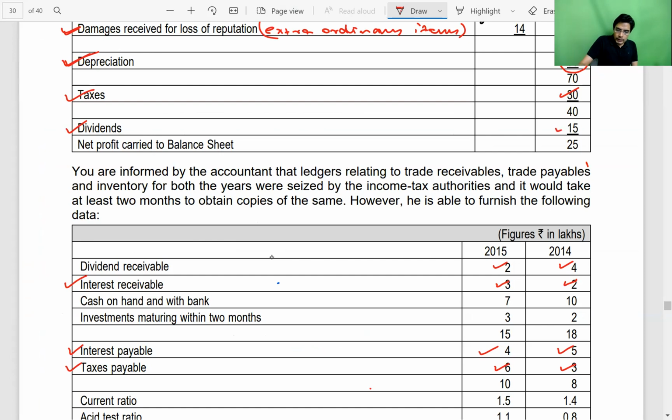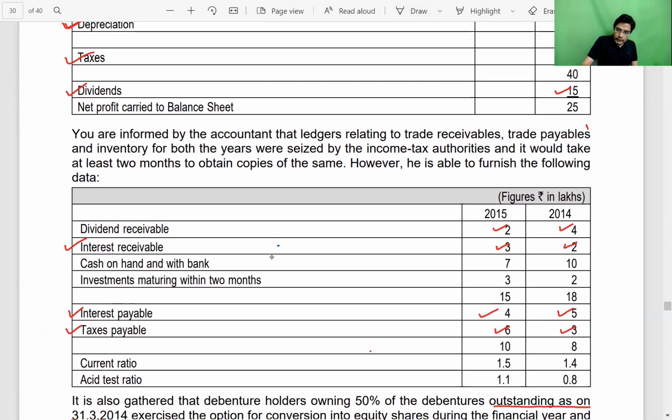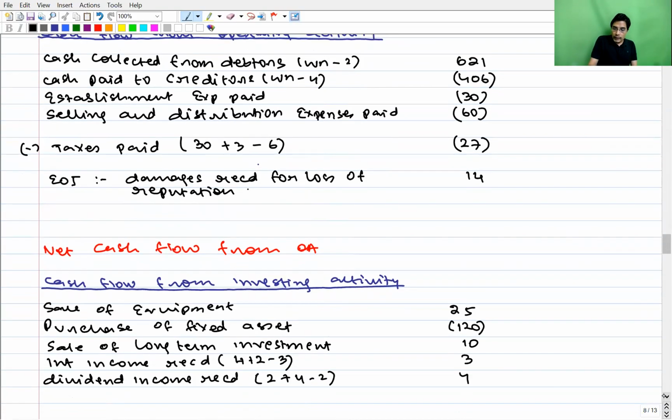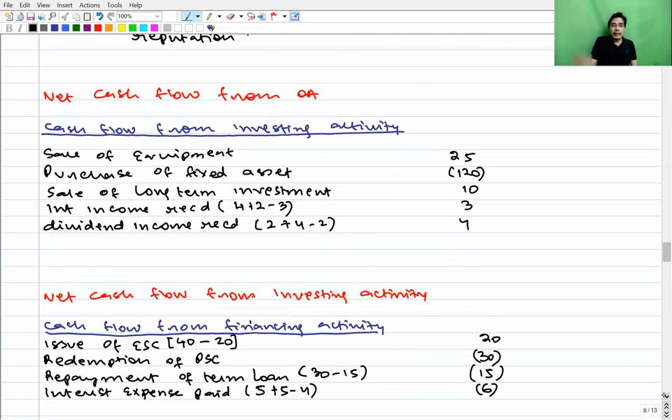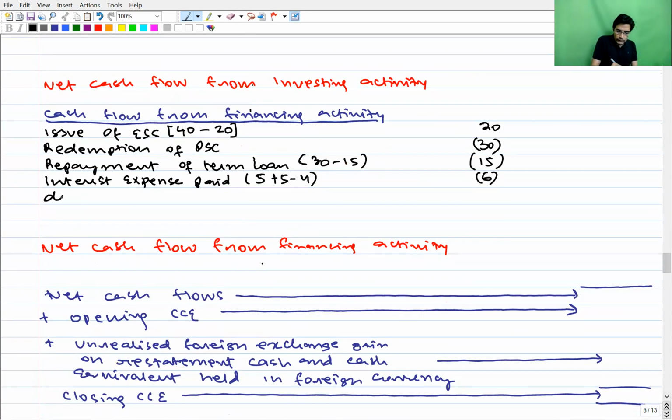Dividends. Guys, if you observe, in liabilities there is no dividend payable given to us. This means that this dividend is dividend paid only during the current year. So whatever amount is appearing in the P&L, that amount only we have paid. Otherwise, like they gave interest payable and taxes payable, they would have given dividend payable also. Not given, so the entire dividend which we declared was paid also.